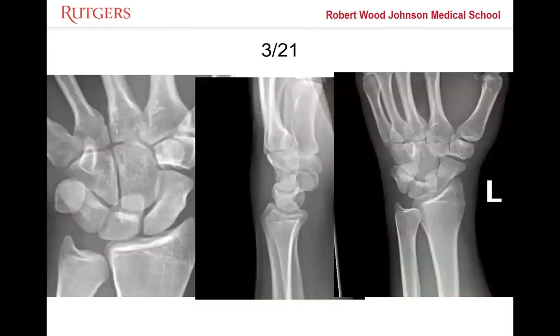Here's an interesting case. So this patient presented 3/21 and actually saw my PA after a fall. So who wants to take this one? John, you want to do this one? Okay, so I agree. I don't see anything. He's got snuff box tenderness and he's got a little swelling. How do you treat him?